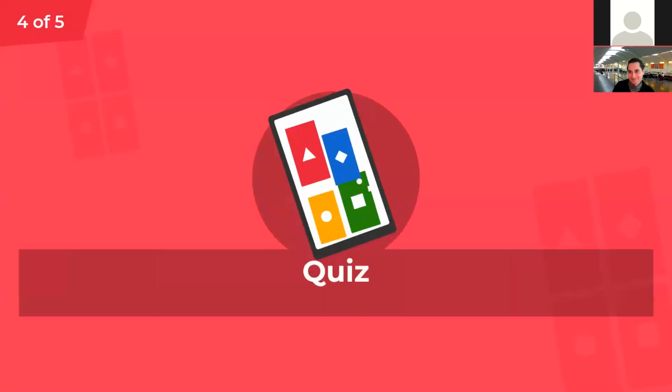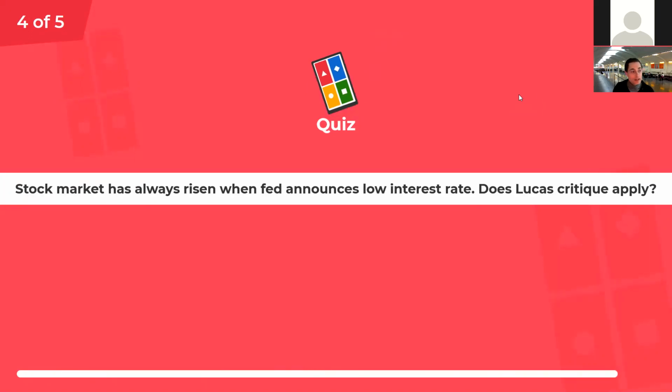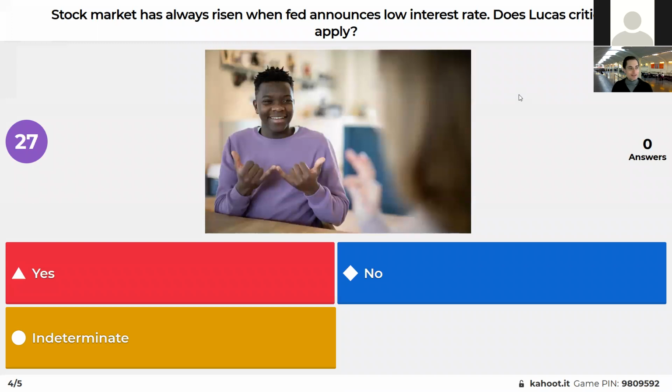Stock market has always risen when the Fed announces low interest rates. Does the Lucas critique apply? So if I were to take that relationship as a description of the economy, does the Lucas critique apply to it? That the stock market always rises when the Fed announces low interest rates. I look back at the history of the economy and I see that this always happens. If I take that as sort of an economic law, does the Lucas critique apply to it?